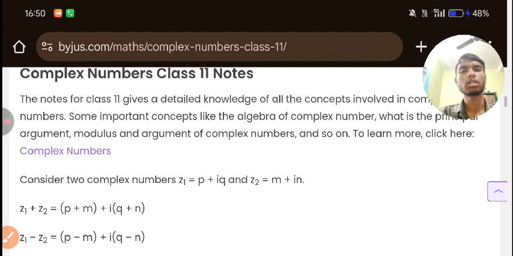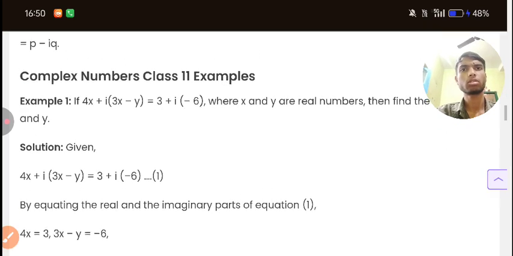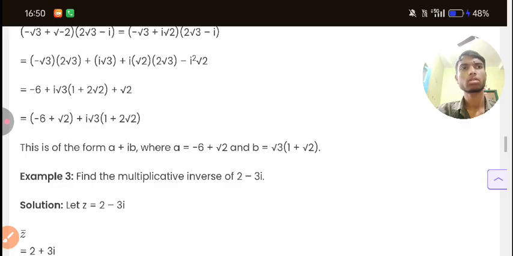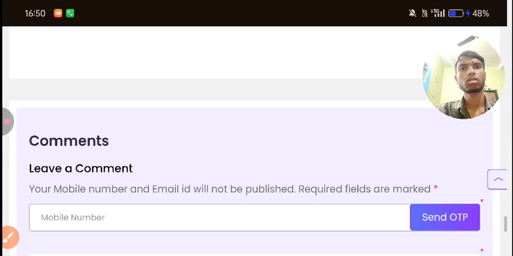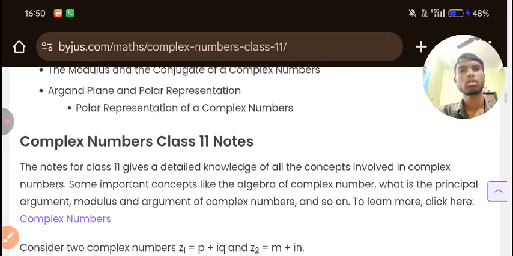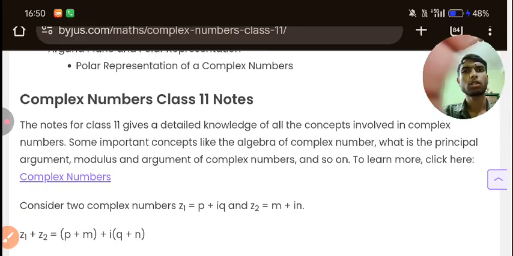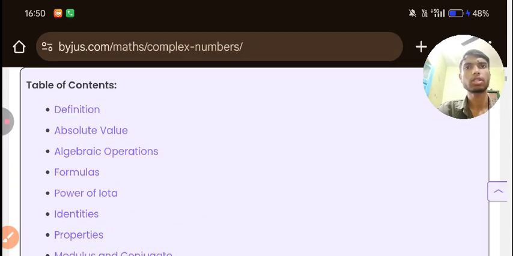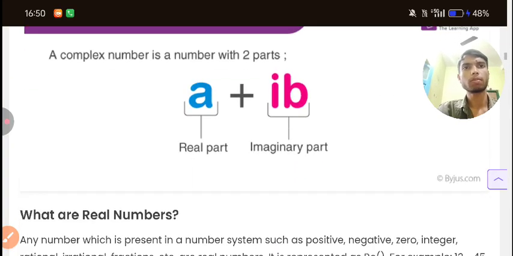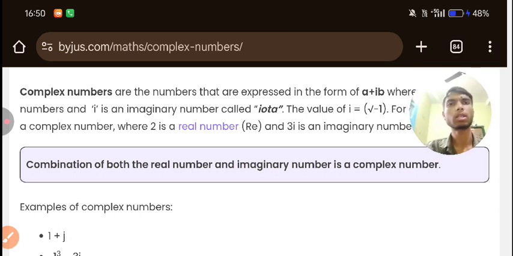Let's start from this. Complex numbers. Now from here we will start. This is the table of contents. It is complete. Now let's start. Complex numbers are also numbers, but they are different from real numbers, rational numbers, irrational numbers.